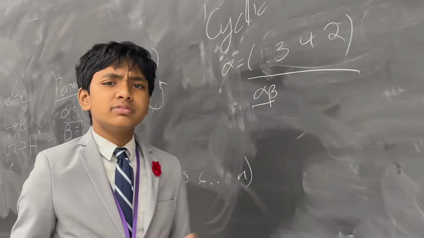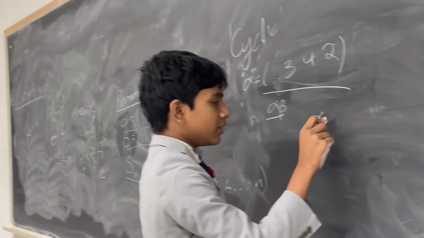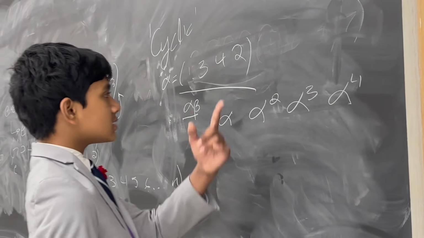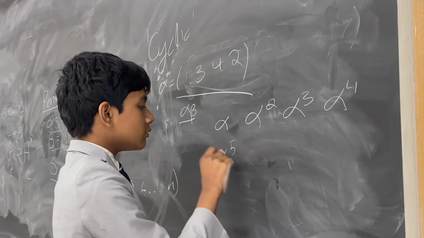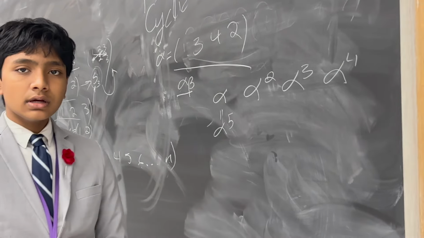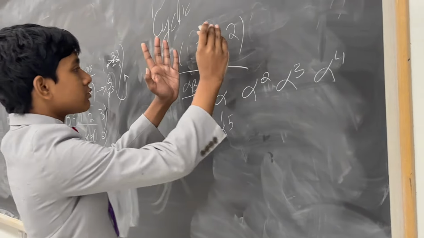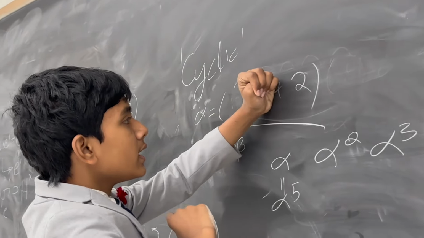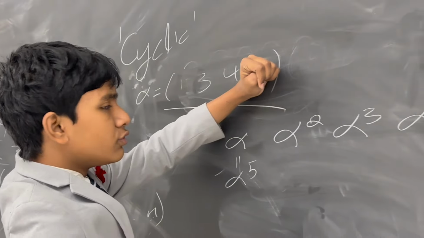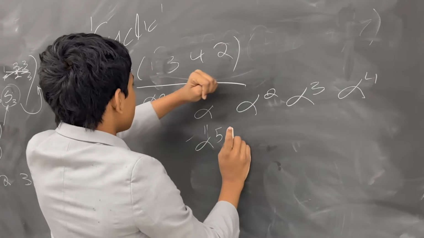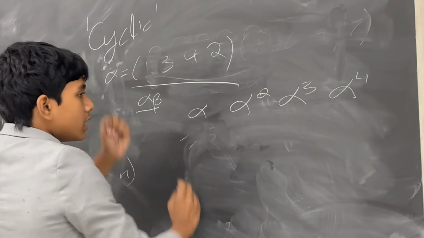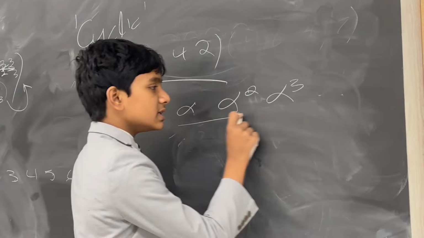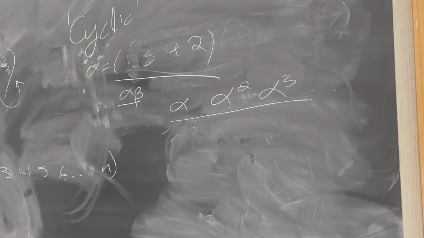So 1, 3, 4, 2. All right, so what's the group generated by this? Well, we have alpha, alpha squared, alpha cubed, and then alpha to the 4th. Since this is just one cycle, alpha to the 5th is equal to alpha again. What I mean by that is, it's like we're shifting everything over 1. 1 goes to 3, then 3 goes to 4, then 4 goes to 2, and then if you do that 4 times, wait, it actually goes back to 1. So in fact, alpha to the 4 doesn't exist either. It's just these three. Alpha, alpha to the 2, and alpha to the 3.